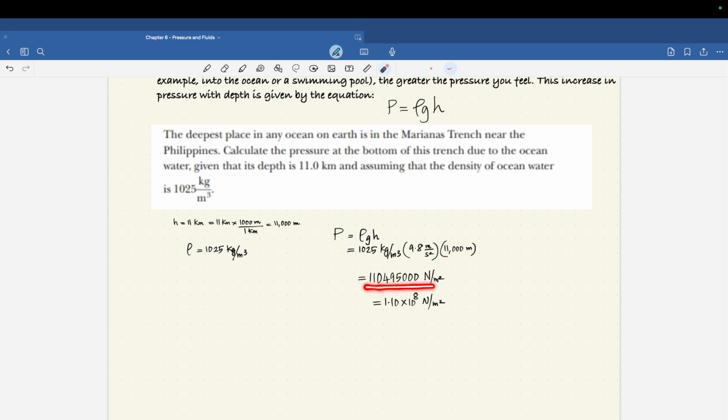When you multiply those three, you get a big number, but putting it in scientific notation, you see the decimal is here, so take it back 1, 2, 3, 4, 5, 6, 7, 8 places. So that's 1.10 times 10 to the 8 Newton per meter squared. That's the pressure exerted by just the water in the ocean. That is not the total pressure. We will calculate the total pressure just a bit later.